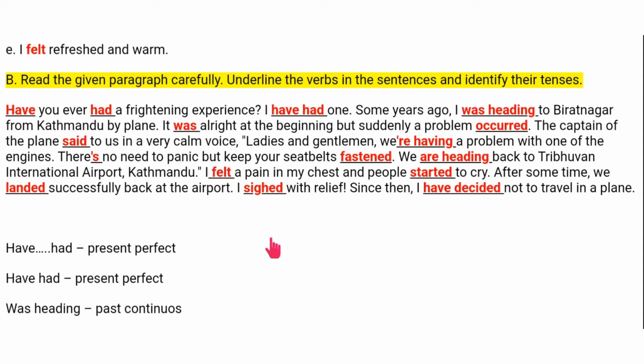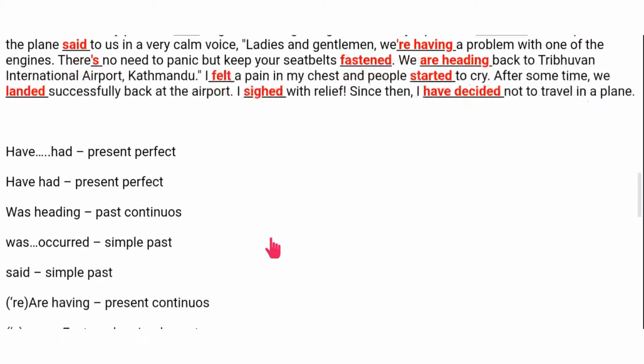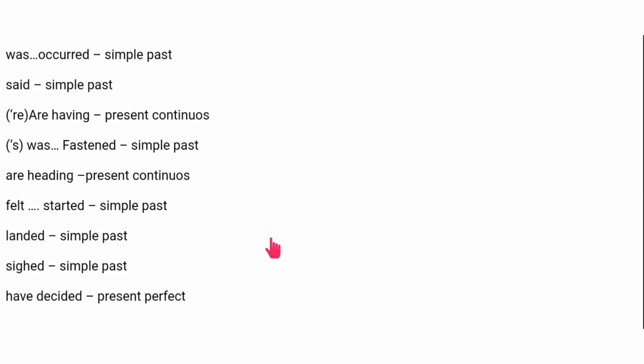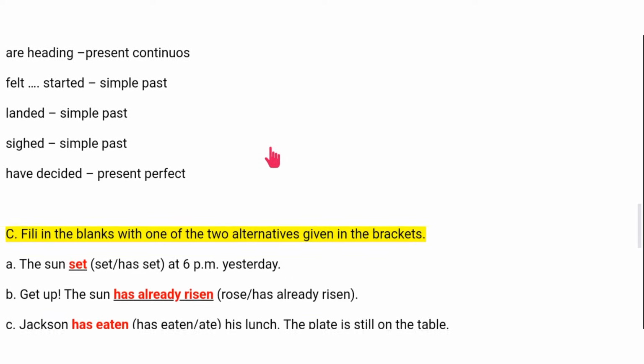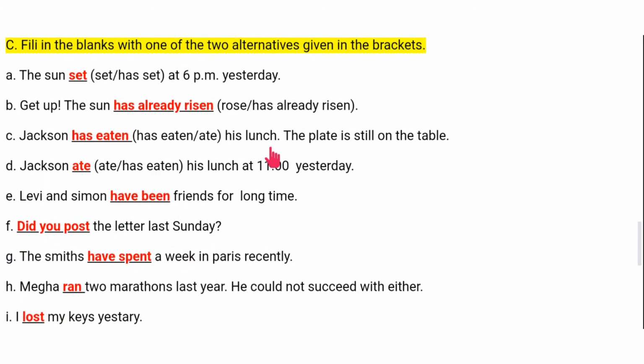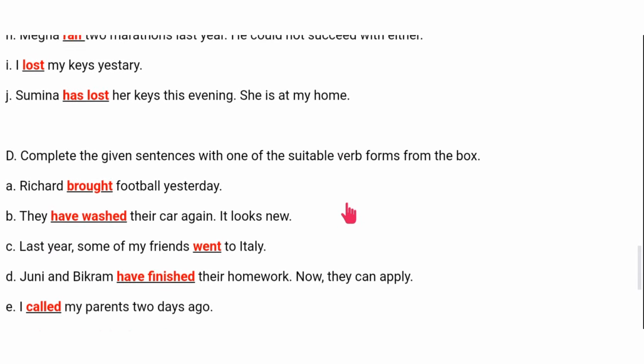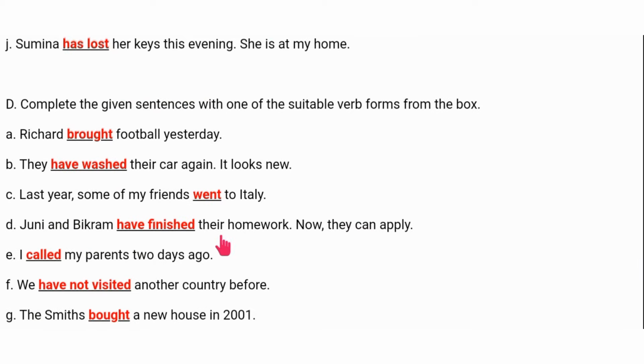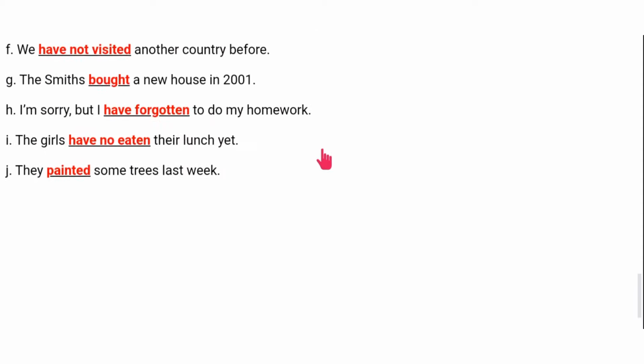Number 2, answer here, you can write. C number, fill in the blank. The sunset, you can write here. I read A number also, J, you can write, and also D number, complete the given sentence with one of the words from the box. You can write here. I will show the solution, okay, you can write here.